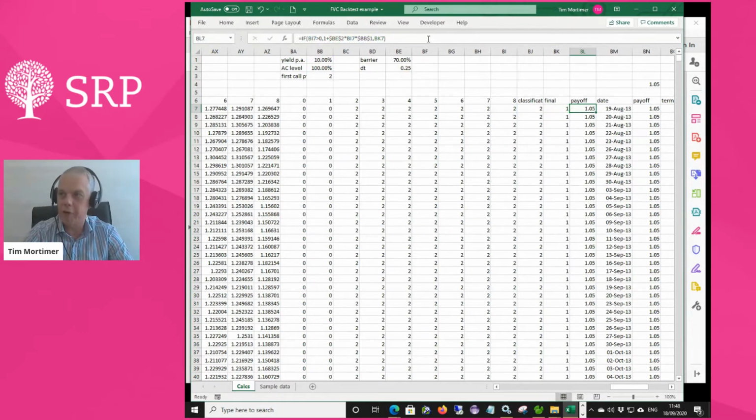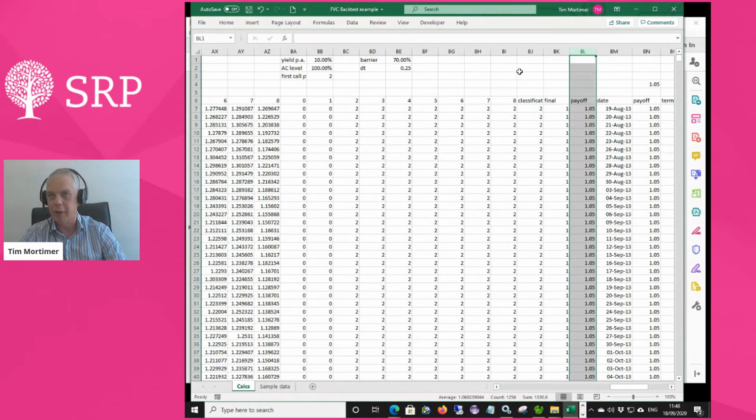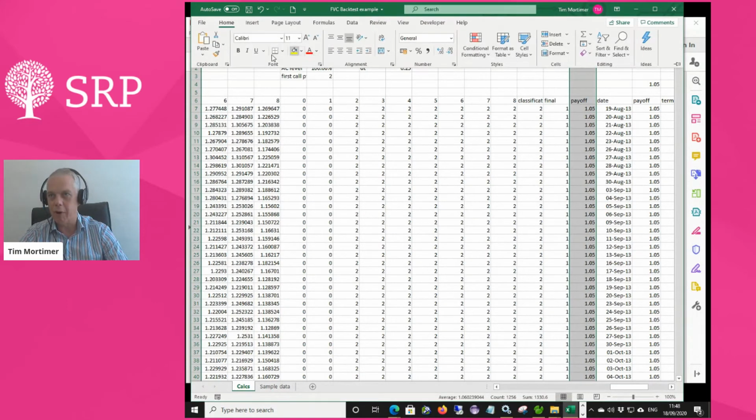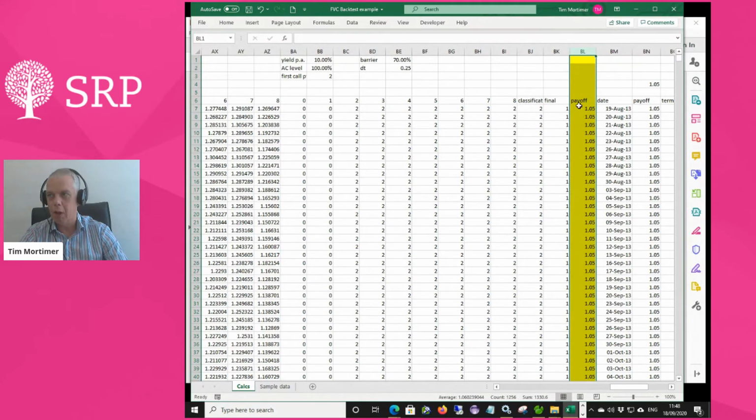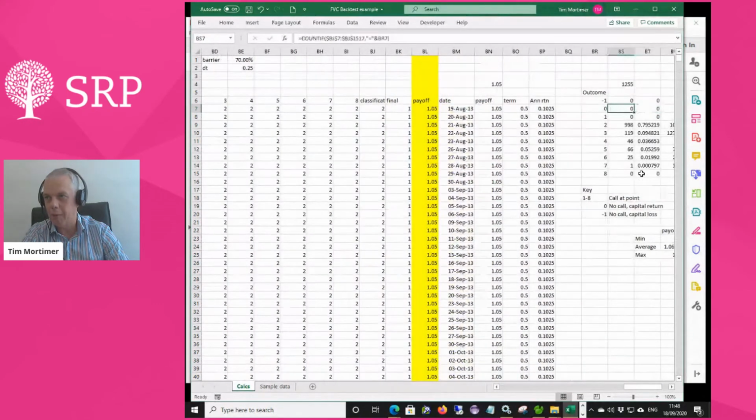And the payoff we can work out by knowing when we called or if we didn't call the payoff. So this is the actual payoff of the product. So I've taken all the data, worked out whether I called or not. If I didn't call, work out my payoff. And this is actually the payoff of the product. So let's stick that in yellow because it's a very important column. So this is the product payoff, and here we can see the date, the payoff, the term.